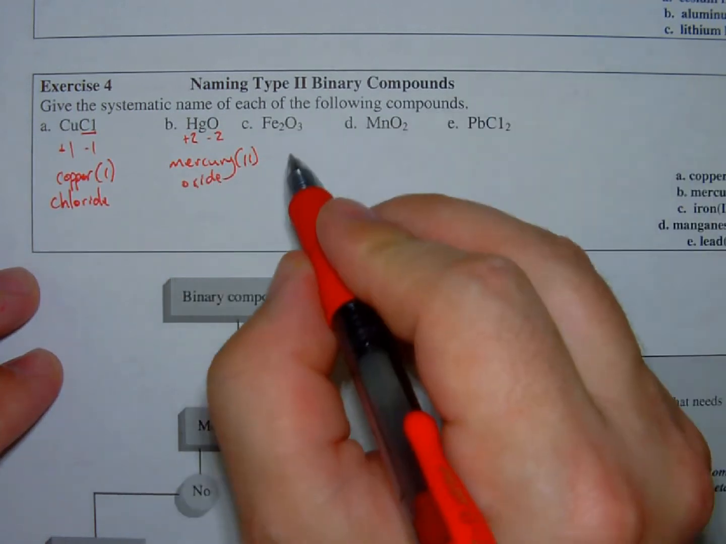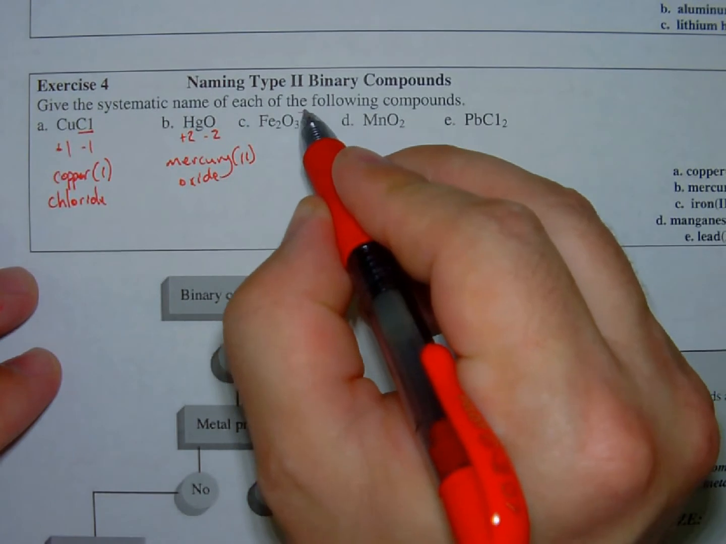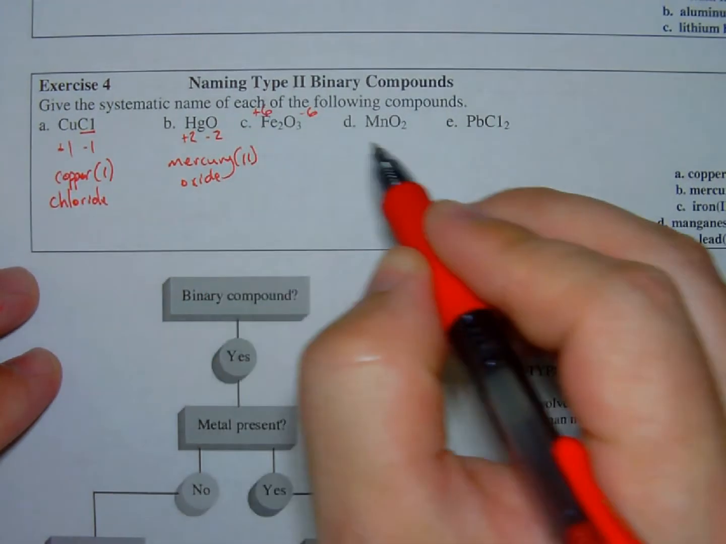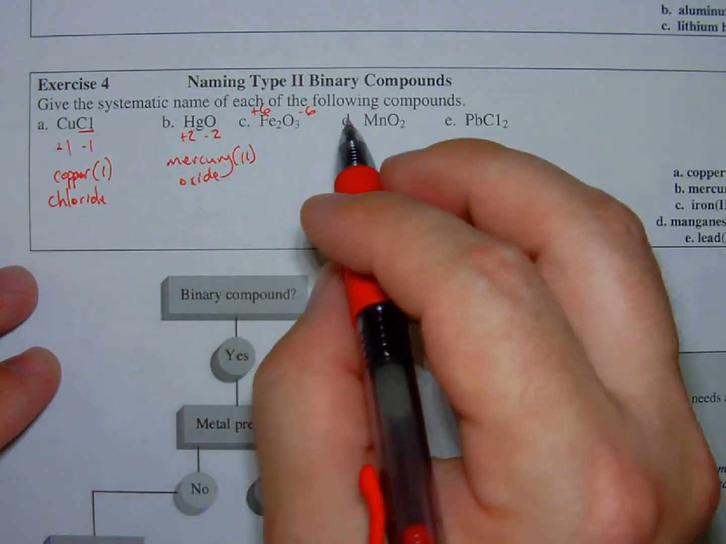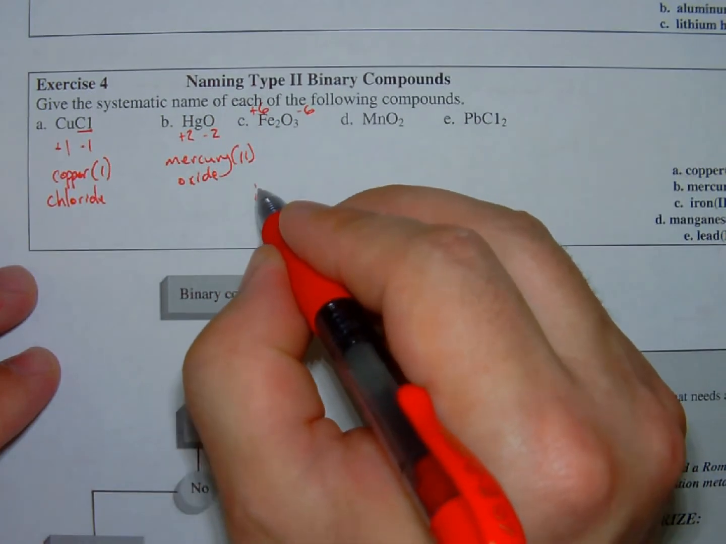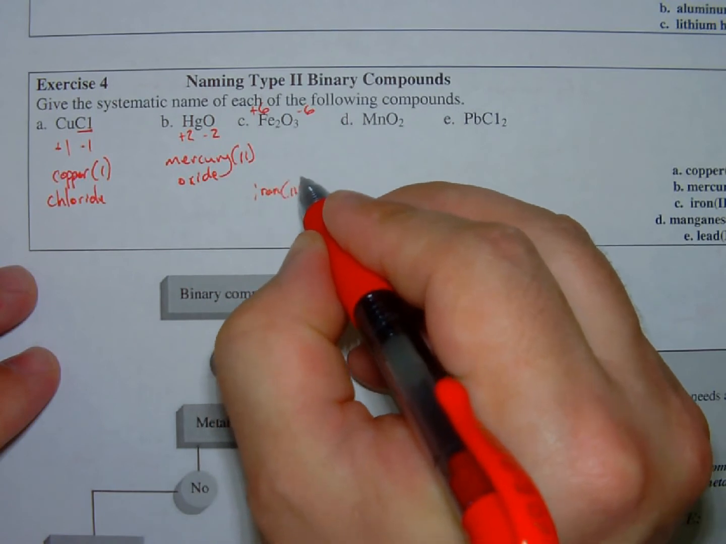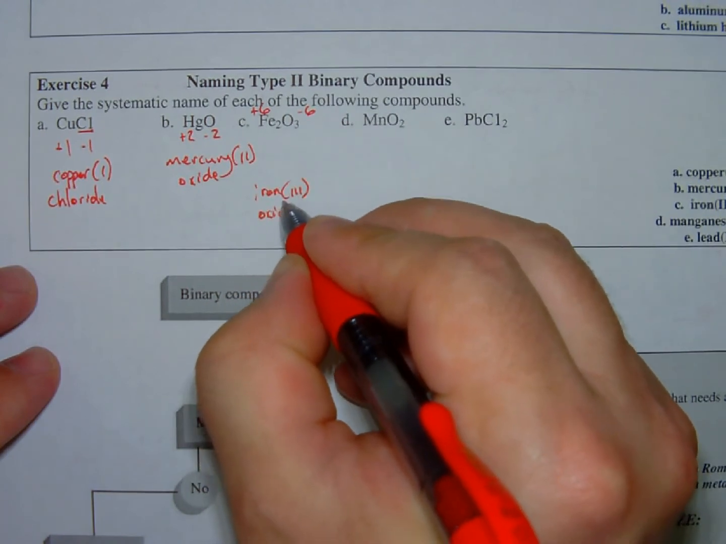Run out of room here. There are 3 oxygens, so that's a total of -6. So we've got to balance that out with a +6. There are 2 irons contributing the +6. So that means that that's going to be iron 3 oxide.